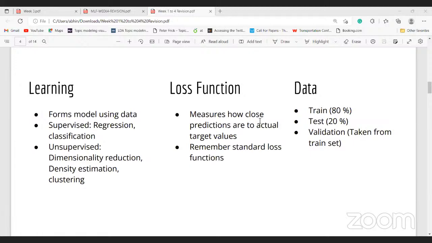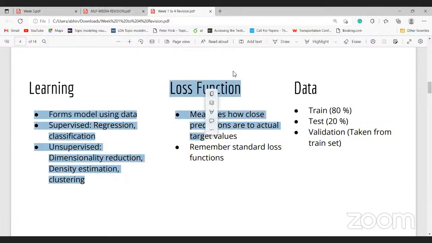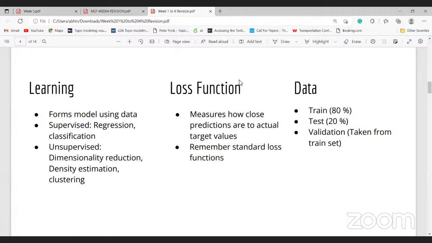Yes, sir. Okay. So loss function, I think we were clear with it. And numericals on loss function are very important. So go through the week 1 loss function questions. That will be very useful for you in the end term.